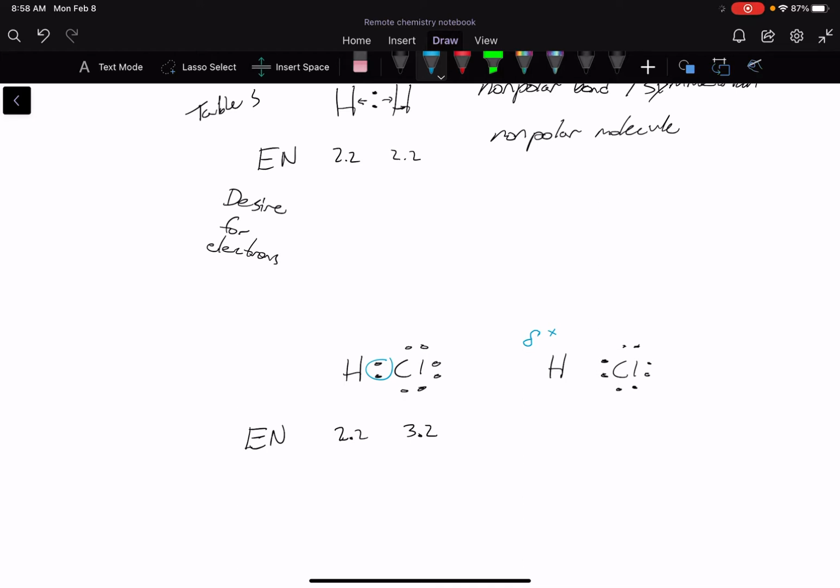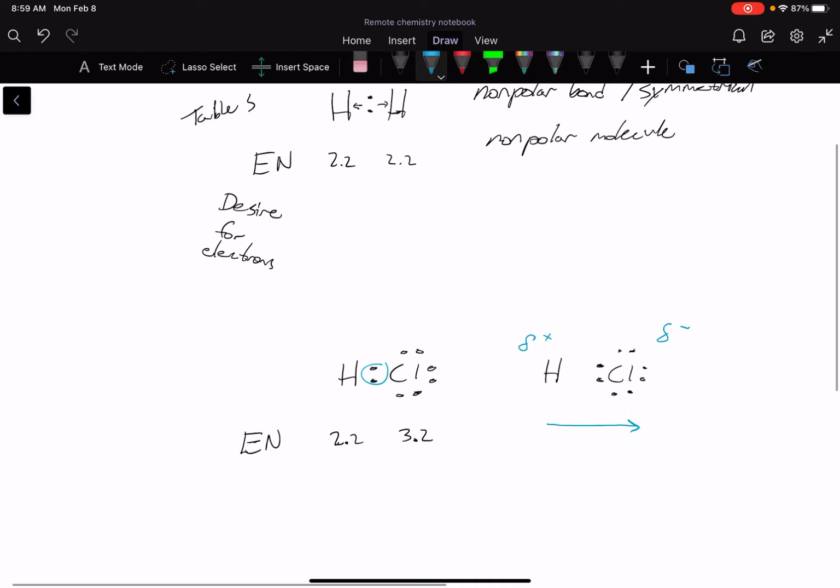And then because those electrons are being pulled more towards chlorine, the chlorine is going to have a partial negative charge. You can also show this using an arrow in the direction that the electrons are being pulled in. So electrons are being pulled towards chlorine. And then we just put a little tail at the end of the arrow. I like to see this tail as a little plus sign, so that's where the positive charge is. And then the arrow points towards where the electrons are being pulled.